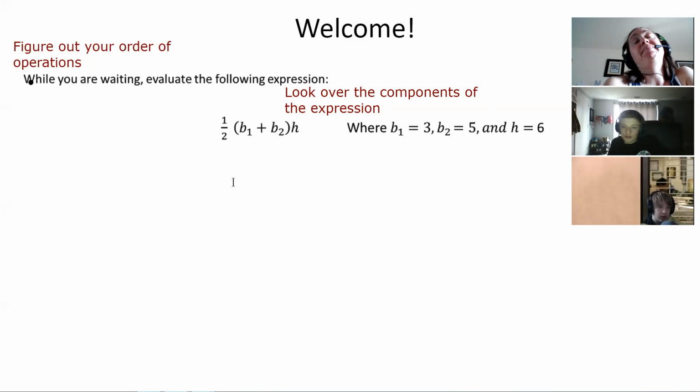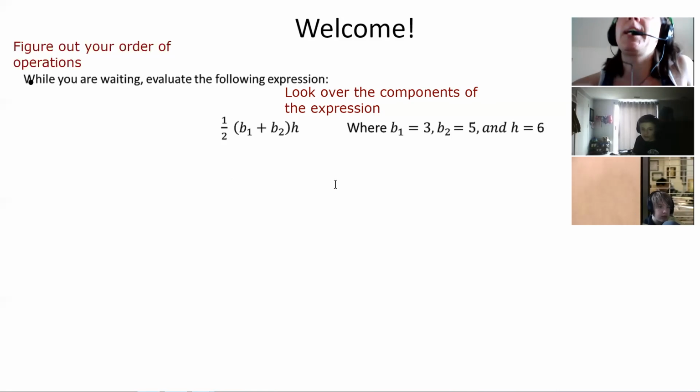Unfortunately that's not too exciting, but that's what we got. So what am I going to do if I have the expression and then the components of the expression there? What do I do? You guys see where it says B1 is 3, B2 is 5, H is 6. That's my big hint there.